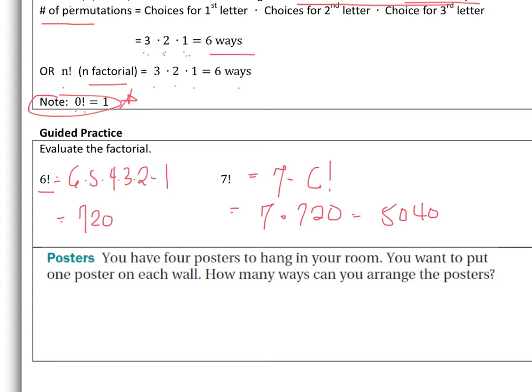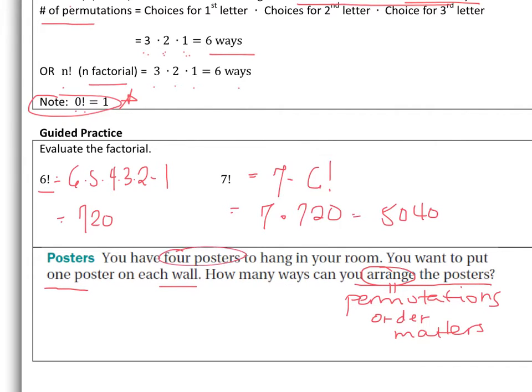Okay. Doing this is not very interesting. So now I'm going to give you a word problem that involves using factorial or permutation. Posters. You have 4 posters to hang in your room. You want to put 1 poster on each wall. How many ways can you arrange the posters? The word arranged gives you a hint that you must do permutation. Arrange the objects in different ways. So this means order matters.